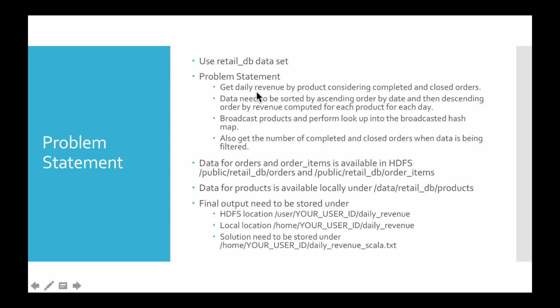When we say daily revenue, we require date. As we are talking about by product, we have to go and get the information for each product, such as product name, etc. And then we need to just consider completed and closed orders. No matter whatever status is there for the orders, we are just interested in completed and closed orders.